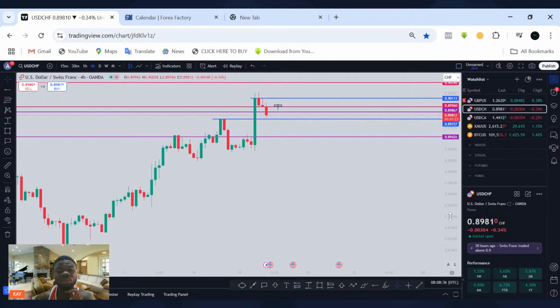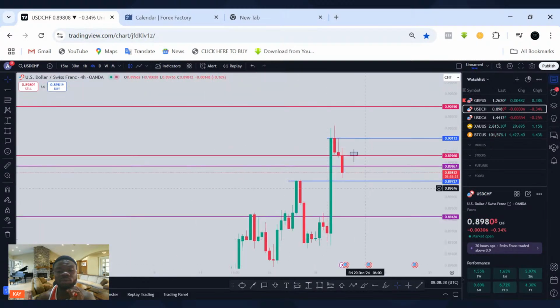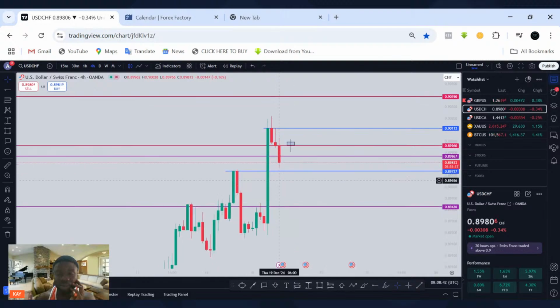So this one too is filled with a lot of ranges. Even if price comes to this side, I don't think I will take a buy, because this is a weekly level and this is a daily level, so it's still going to get maintained. It's not like H4 that can easily get invalidated.